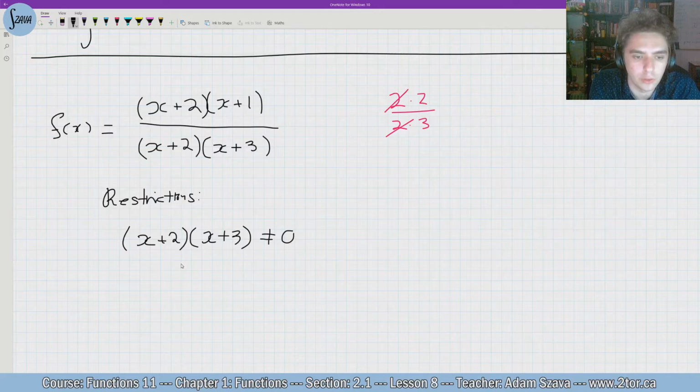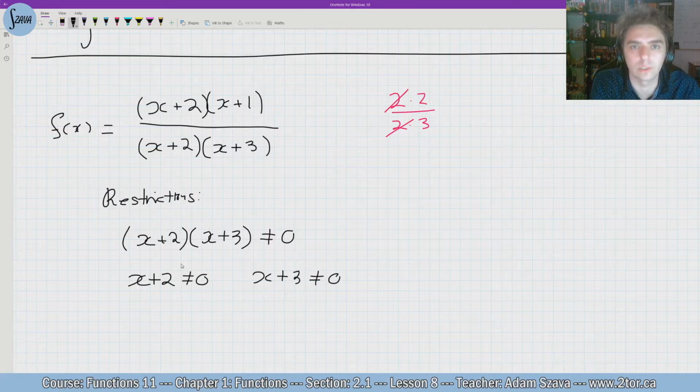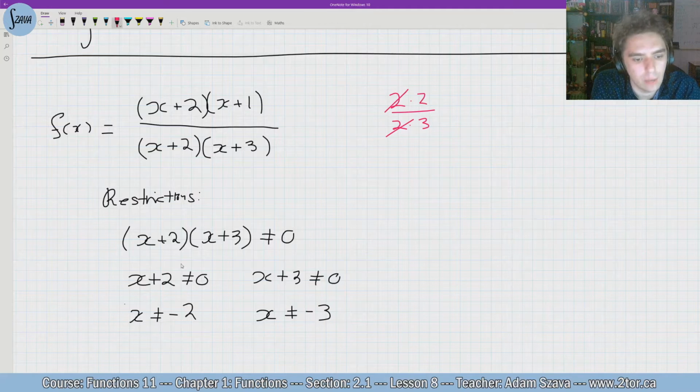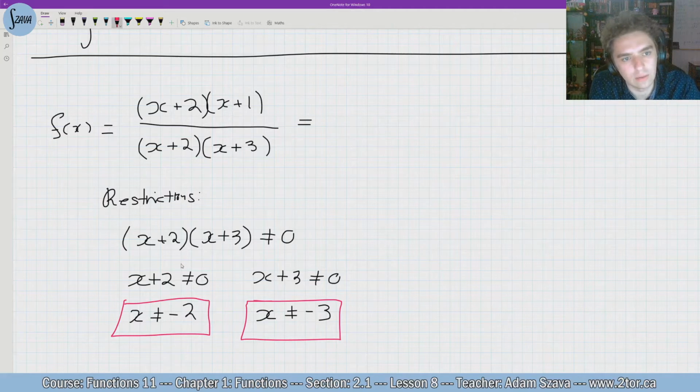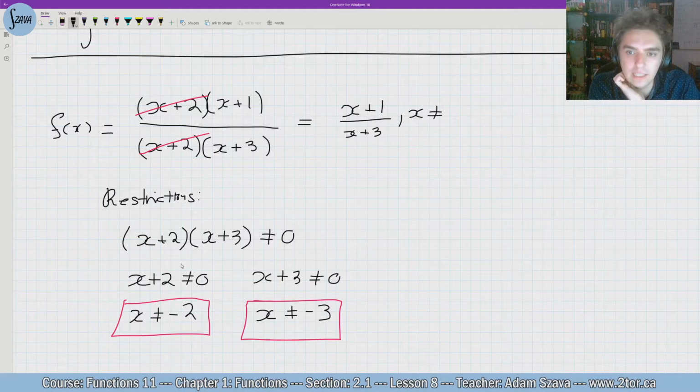Or in other words, if we have two things multiplying together and they're equaling 0, then either the first thing equals 0 or the second thing equals 0, exactly like when we were solving quadratics. So you can kind of think of it as you can just pull out each factor here. x cannot equal negative 2, x cannot equal negative 3. And we have two restrictions on this function. So this is equal to, if I just cancel out these guys like that, x plus 1 over x plus 3, but with the restriction that x cannot equal negative 2 and x cannot equal negative 3.